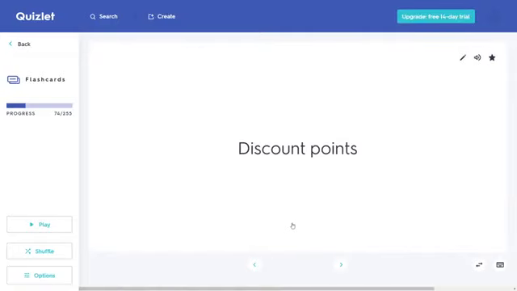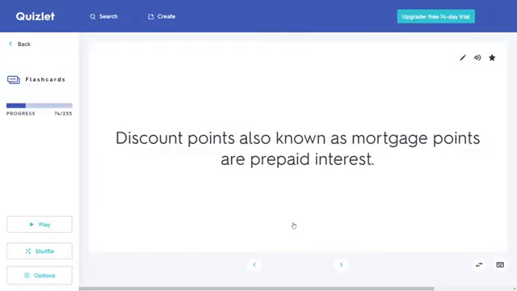So, all right, discount points. Awesome. Okay. So, discount points. Give you guys a couple seconds to think this one over. Okay. Do you guys know your discount points? Hopefully. So, discount points, also known as mortgage points, are just prepaid interest.